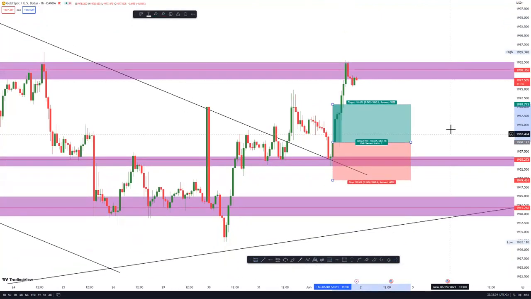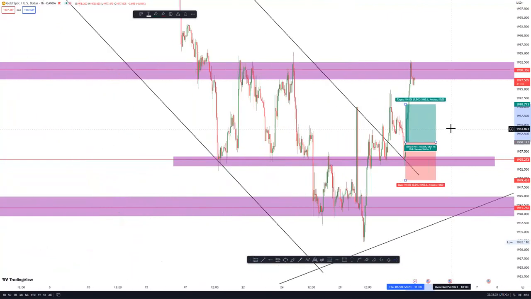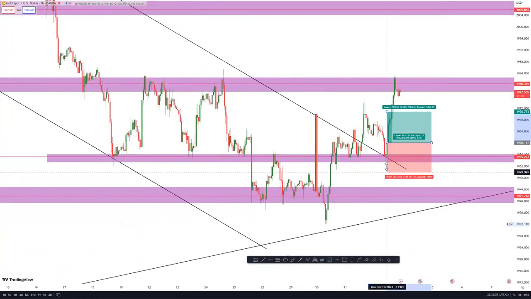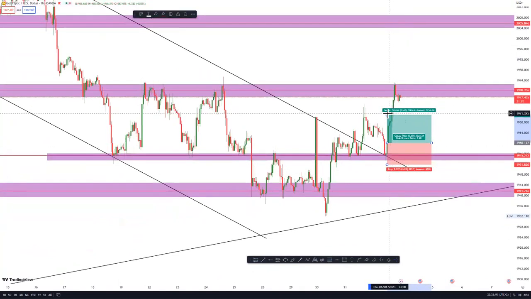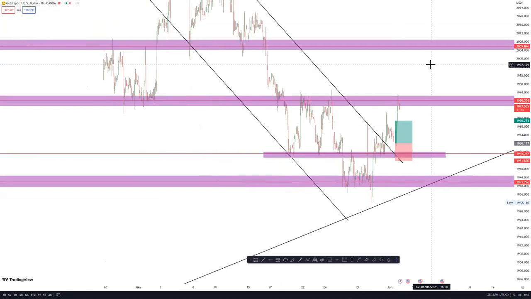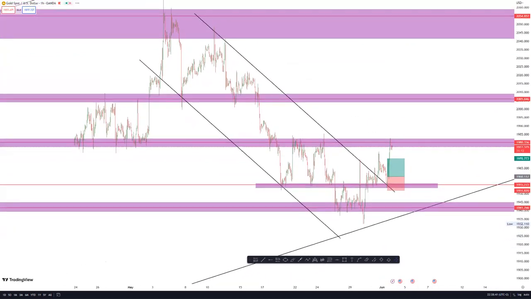So that's where I entered. I entered as soon as that candle closed. My stop loss was below the old lows, around here. 1951 was my stop loss. And my overall target is the 90% rule, which will take time, guys. I'm not saying the market will fly there tomorrow.